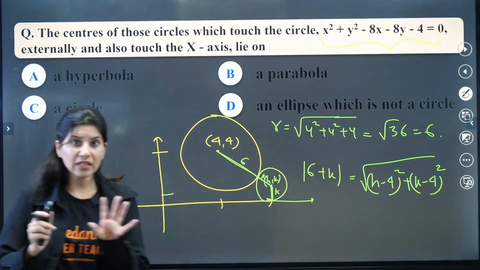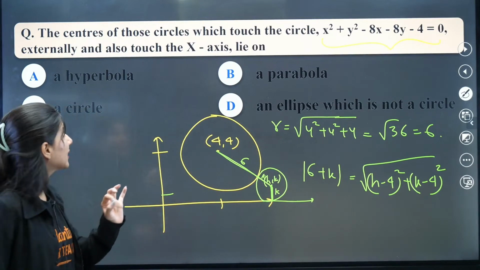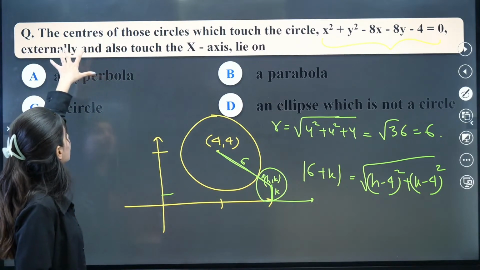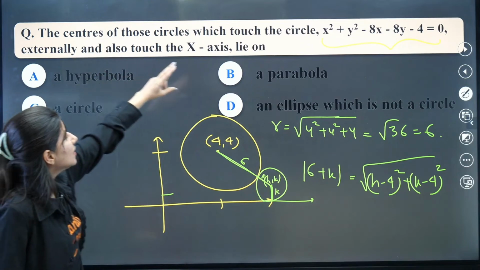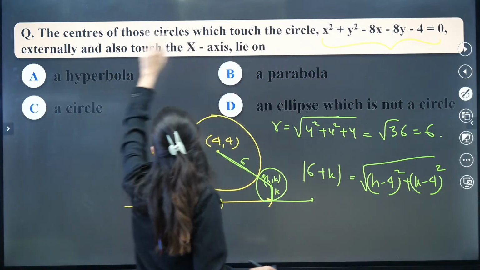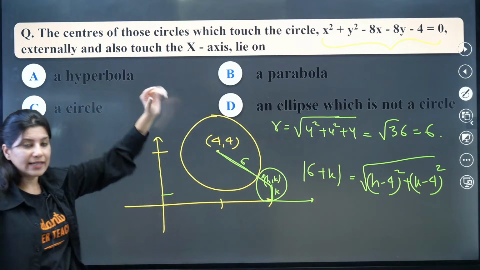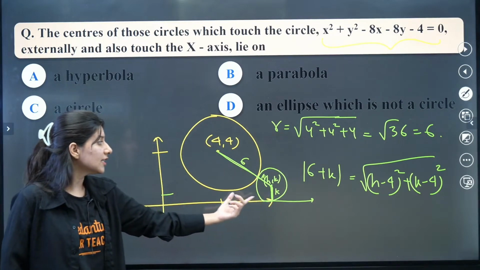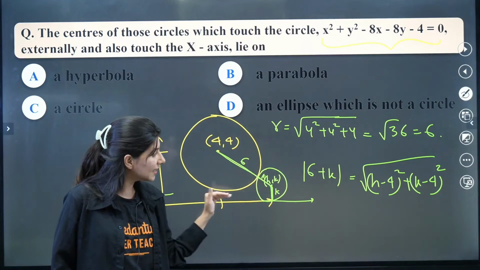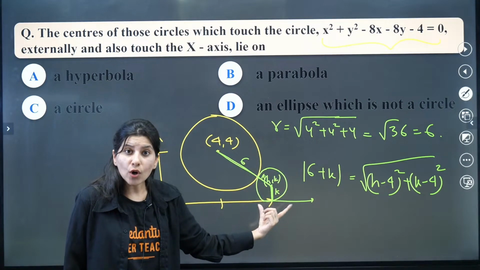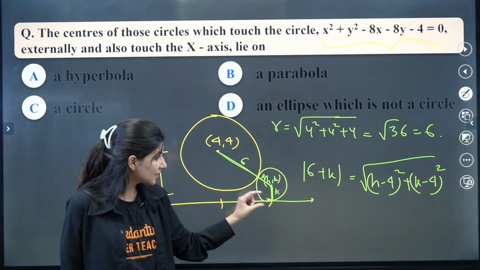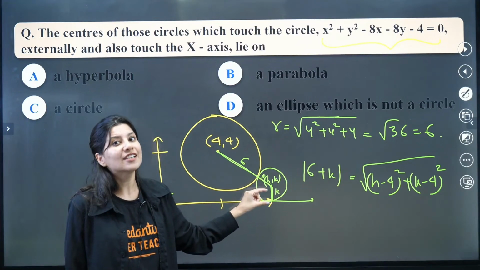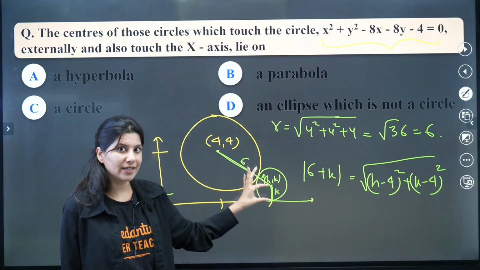Okay. Let me just explain you. What is happening over here is the center of those circles which touch this circle, and also touch the x-axis. So we have this circle, and we have some circles which will touch my main circle and the x-axis. So for all those circles which touch the x-axis, the y coordinate becomes the radius of that circle. K over here is the radius of the circle.